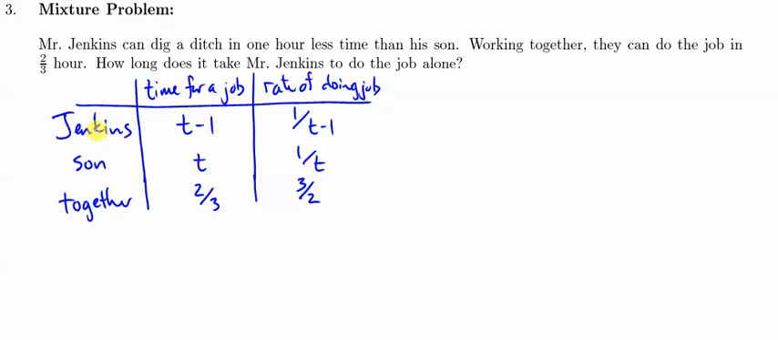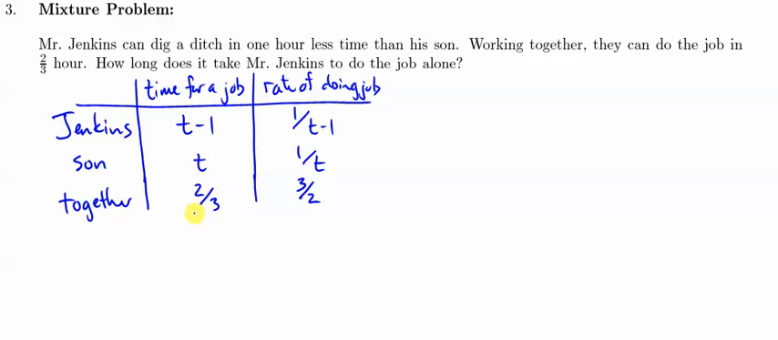I've got Mr. Jenkins and his son, and I've also described them together. Now there's two components to this one, a little different than the last problem. We've got the time that it takes for each one to do a job, and it says that Jenkins can do the job in an hour less than his son. So the son is the reference. Let's make that the variable t for time. Jenkins then is t minus 1.